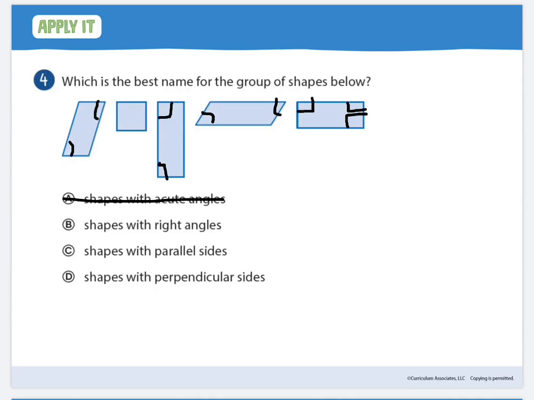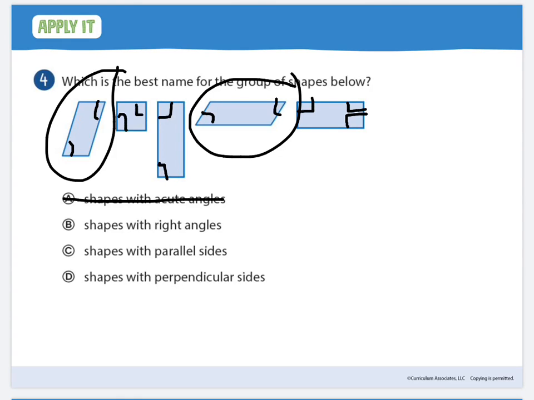B says these shapes have right angles, which is true for a few of them. However, we do have 2 shapes here that do not have right angles, so that would not be the best classification either. C says shapes with parallel sides. Well, let's check this. This shape has parallel sides. Here's 1 pair. Here's the second pair. This shape has parallel sides. 1 pair. Here's the second pair.